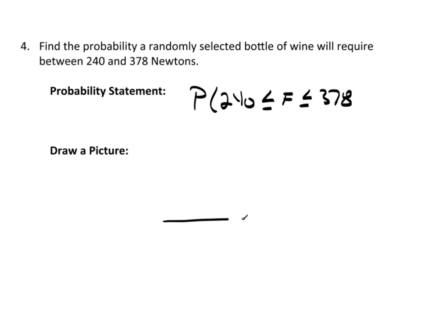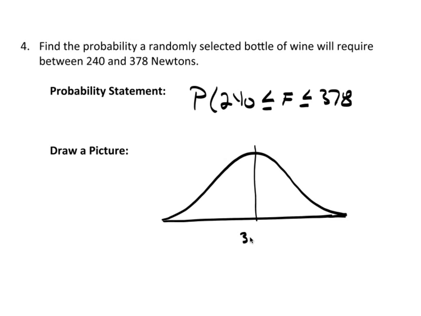Now if I draw a picture, which you should always do, I've been known to give partial credit for a correct picture and a wrong answer. Here's 305. 240 is down here someplace. 378 is up here someplace. And I'm looking for this area under the curve.